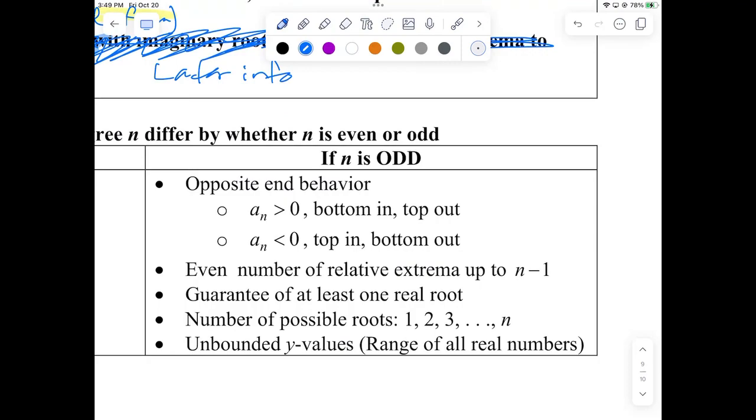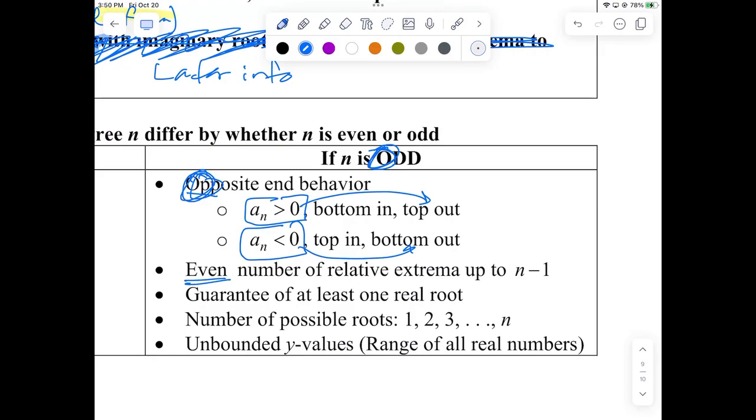Finally, if n is an odd degree, they have opposite end behavior. Odd, opposite, they have that same sound. Odd, opposite, odd, opposite. If the leading coefficient is positive, they go out the top. Because it's an odd degree, they come in the bottom. If the leading coefficient is negative, they go out the bottom. And then the opposite, on the left side, they come in the top. They have an even number of local maxes or mins, relative extrema, again up to n minus 1. So an odd degree function has an even number of turning points.